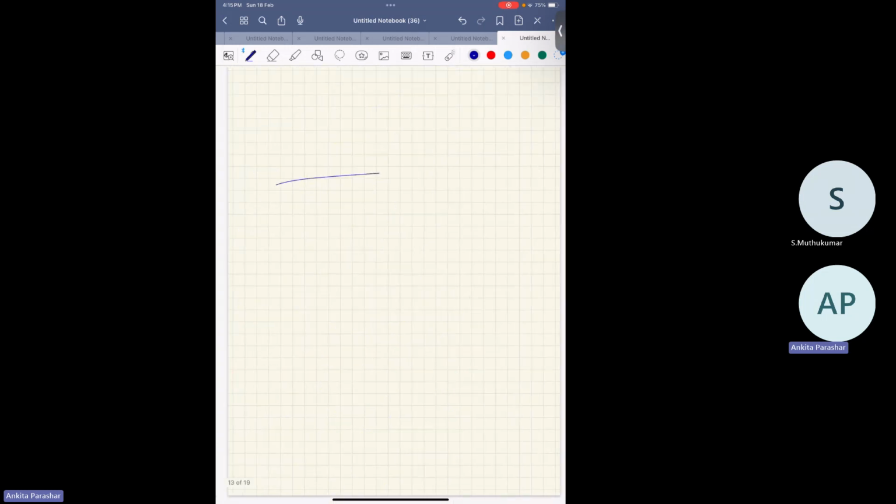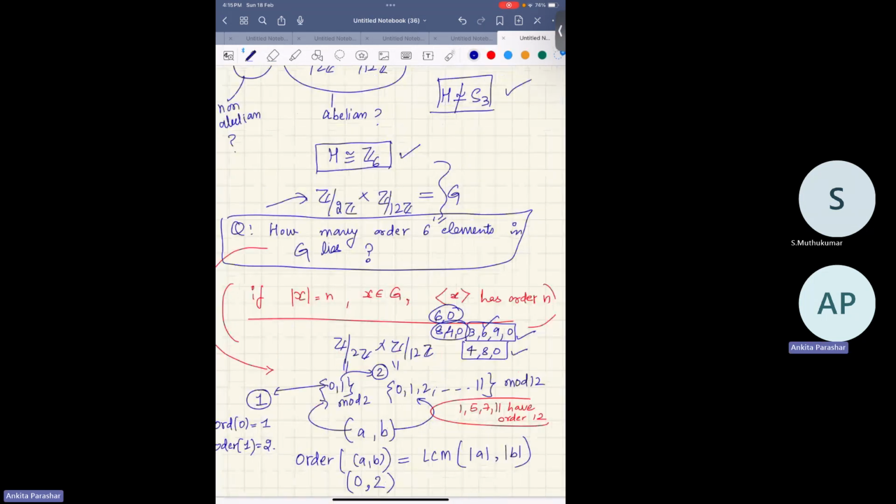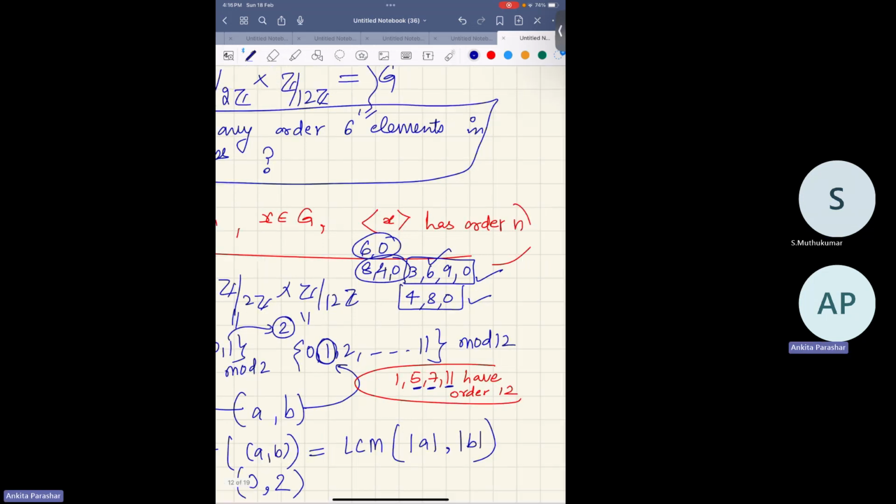So, okay, maybe let me repeat. Maybe you might have lost. Order of 1 is 2. Order of 1 here is order 12. 5, 7, 11 have order 12. So I'm not looking at these orders. 3 has order 4, 3 is done. So 1, 2, 3 is done.